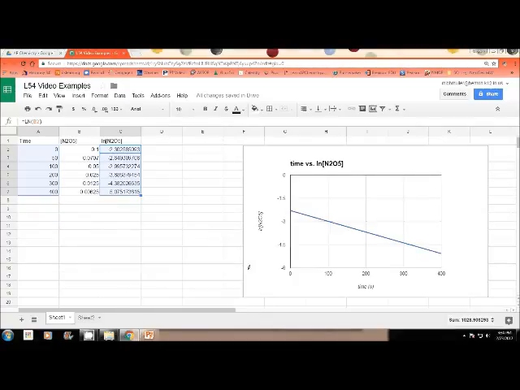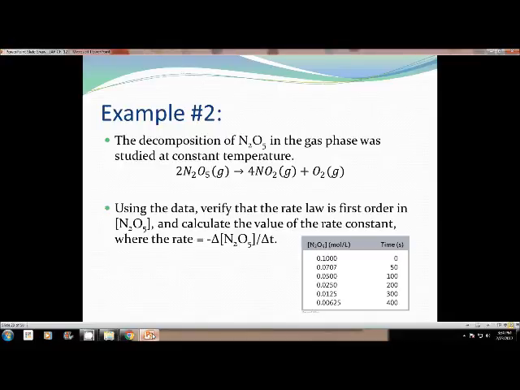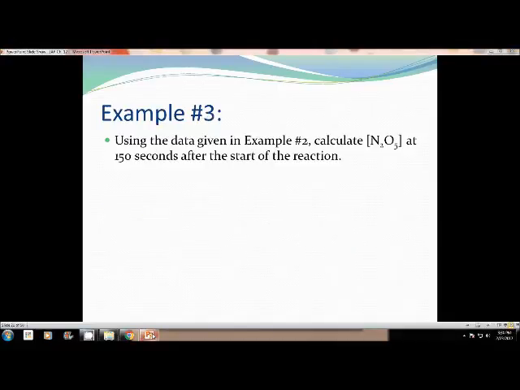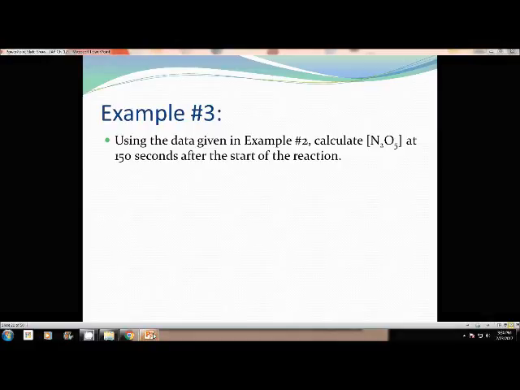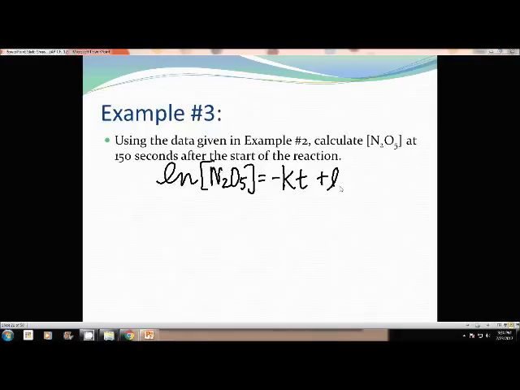All right, so then using that information, we're now going to do example 3, where we need to calculate the concentration of the N2O5 at a specific time. Okay, well, we're actually going to just go back to the integrated rate law, which is the natural log of the concentration of N2O5 is equal to the negative k times time plus the natural log of the initial concentration.